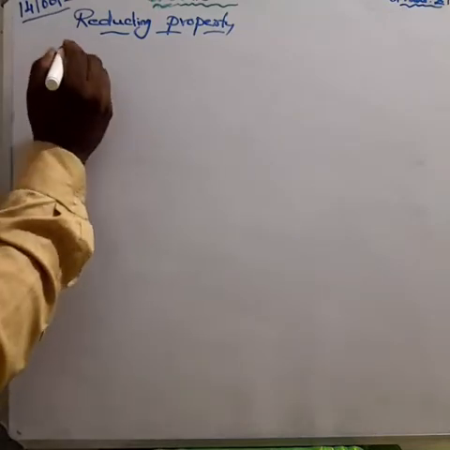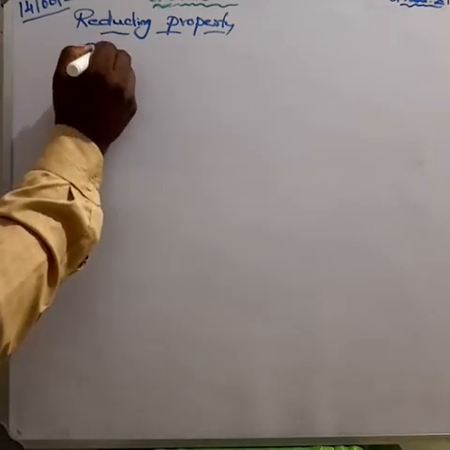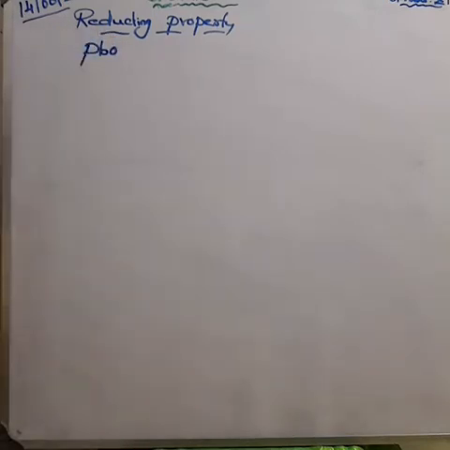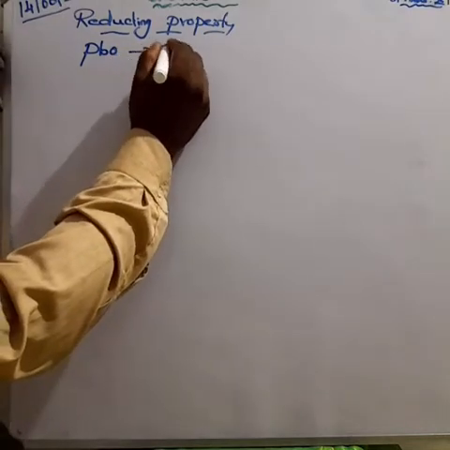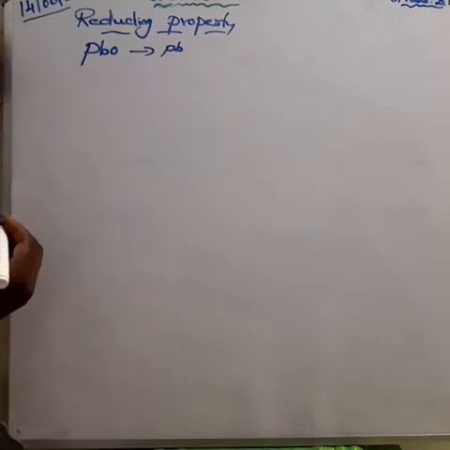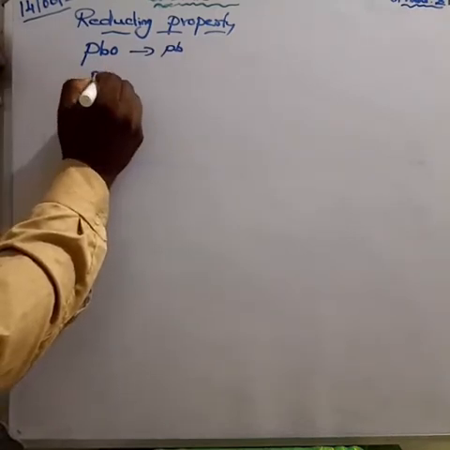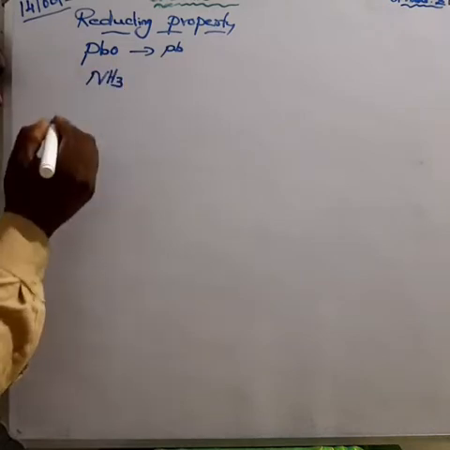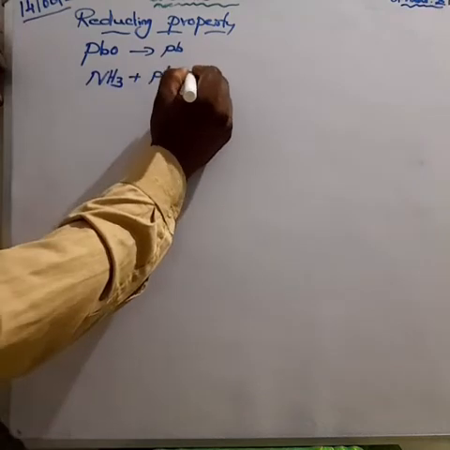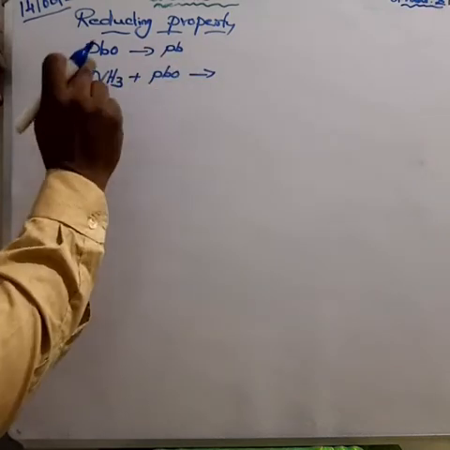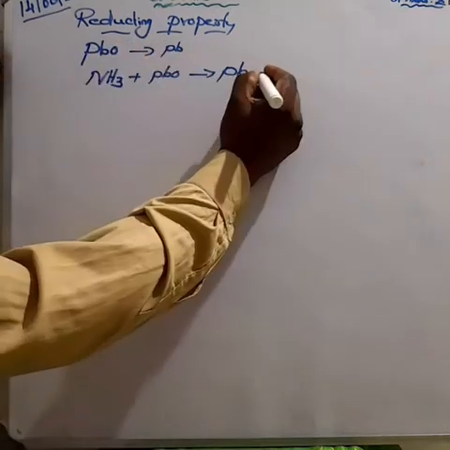It reduces metal oxide to metal. For example, one of the metal oxides I am taking is PbO, lead oxide. This lead oxide is reduced into lead when we are adding ammonia. What is the formula of ammonia? NH3. NH3 plus PbO, lead oxide, to form Pb; the lead oxide is reduced into Pb metal.